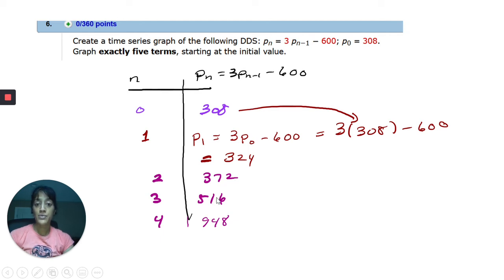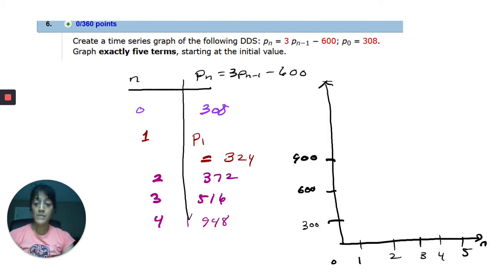3 times 372 minus 600. That turns out to be 516. 3 times 516 minus 600. That turns out to be 948. So I just run this through. And I would recommend putting it on Excel because I make a lot of arithmetic errors. Then you just plot the points.